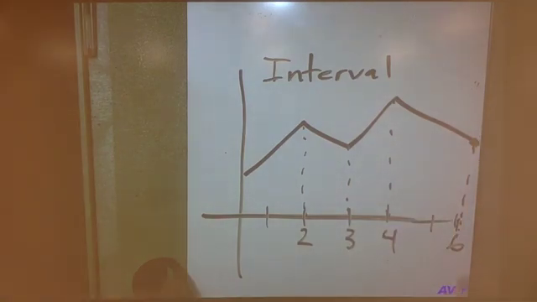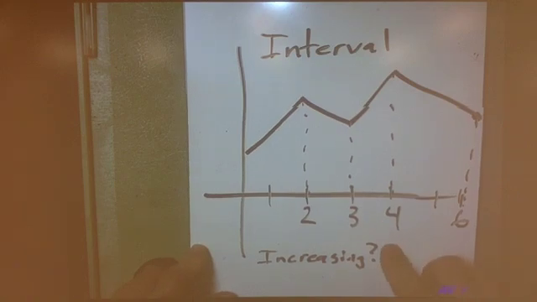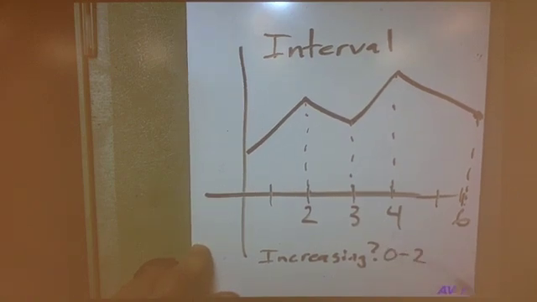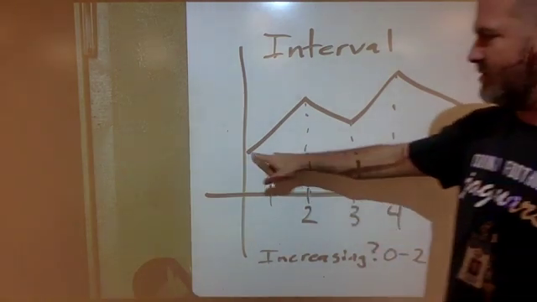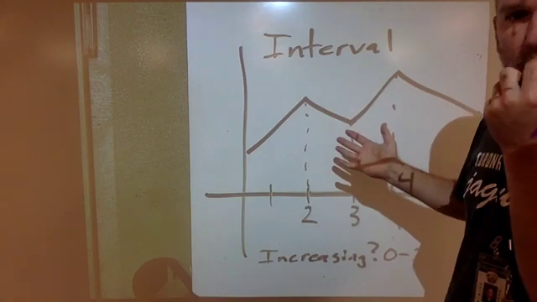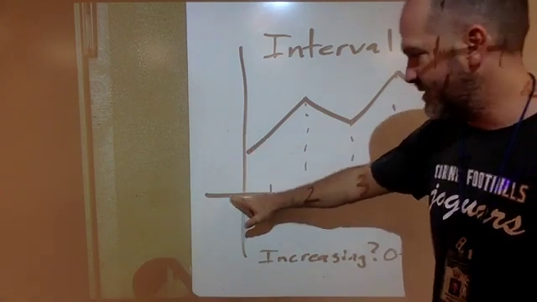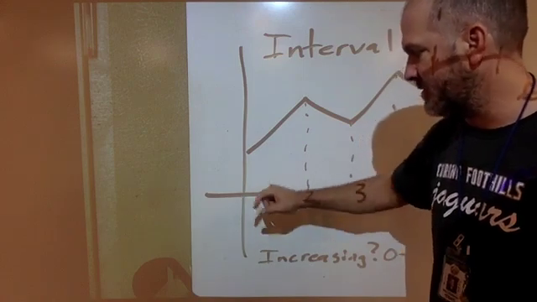So let's do increasing first. Where is this graph increasing? Well, it's increasing from 0 to 2. So right off the bat, it's increasing. From here to here, it's going up. Increase just means where is the line going up. So the starting point right here, that's 0. That's your origin. That's 0 on the x-axis. It's also 0 on the y-axis.